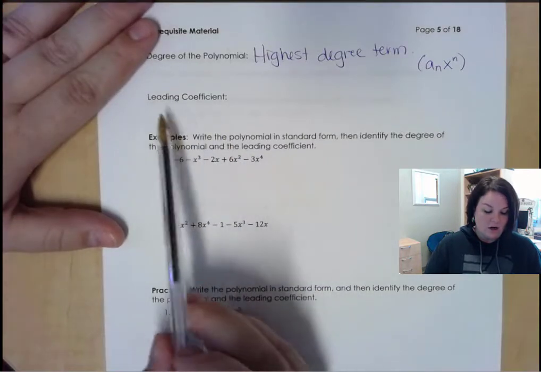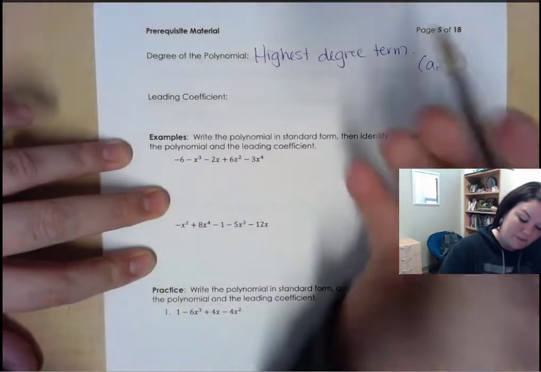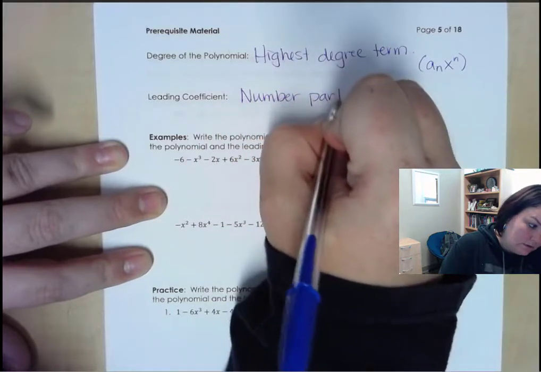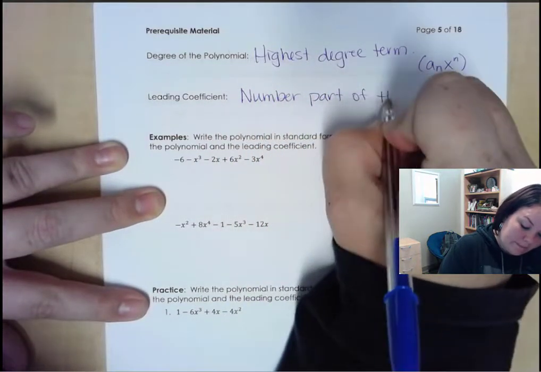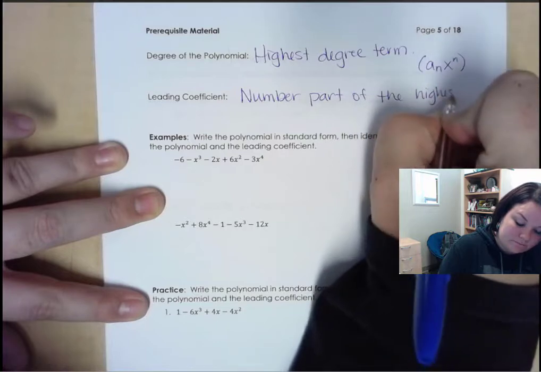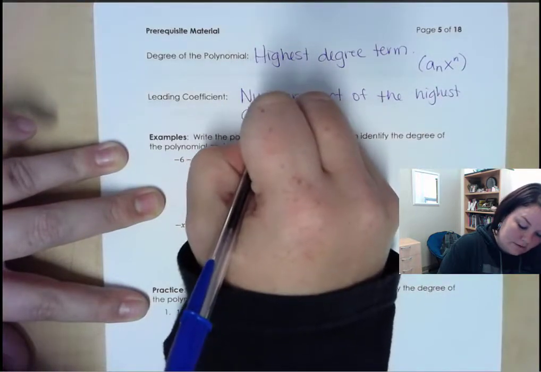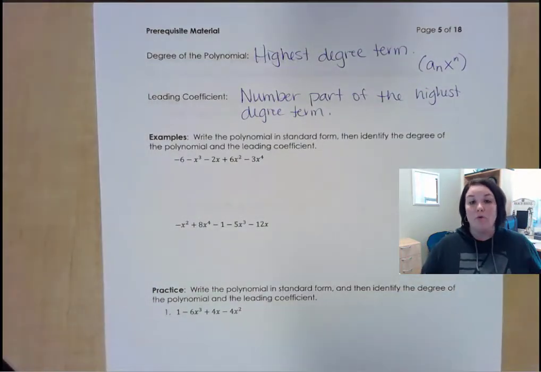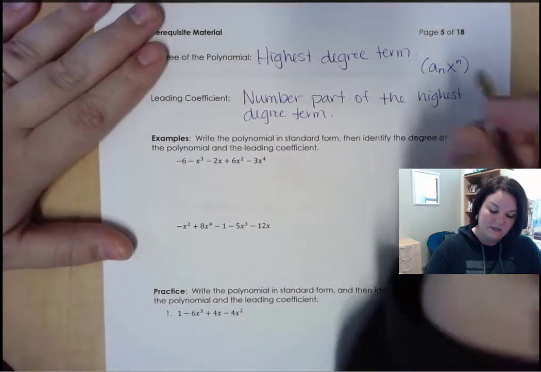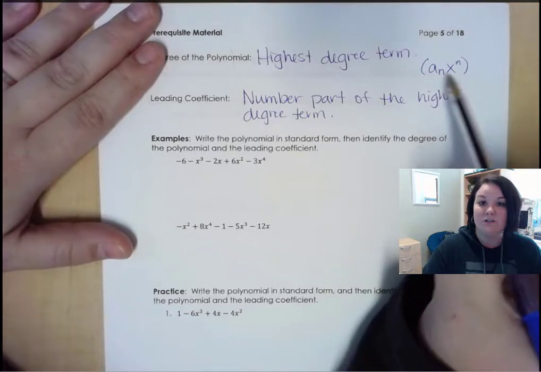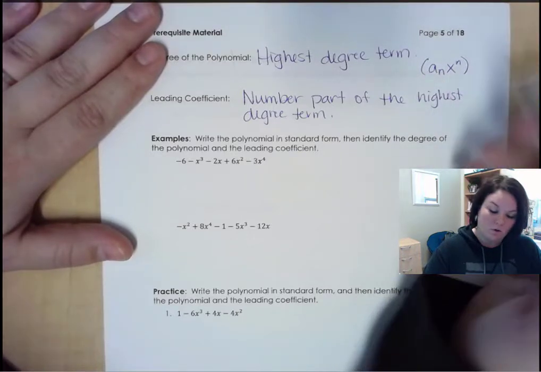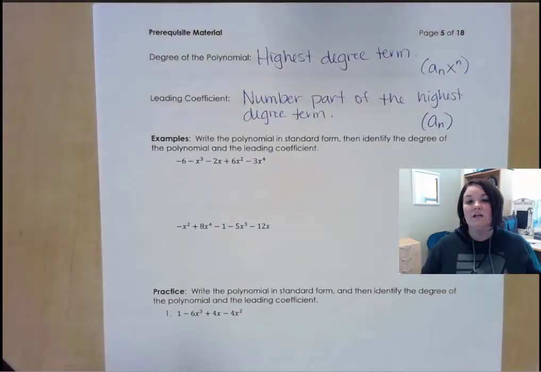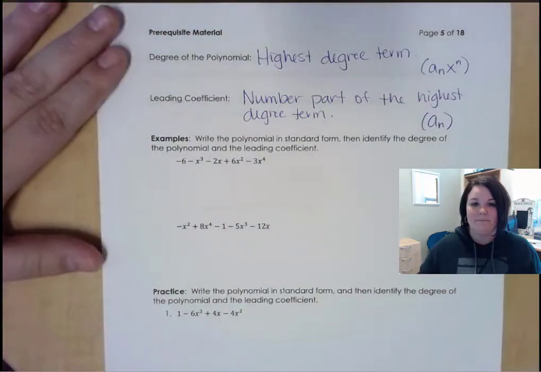Good. And then our leading coefficient is basically just the number part of the highest degree term. So for our example on the last page, since this was our highest degree term, the number part of it, or the coefficient, would have been a sub n, right? So let's go ahead and look at a couple examples, and then I'll let y'all try them, okay?